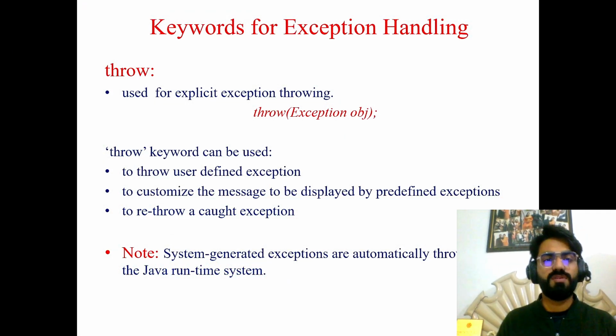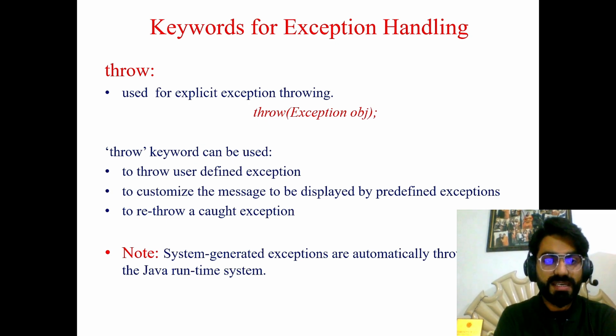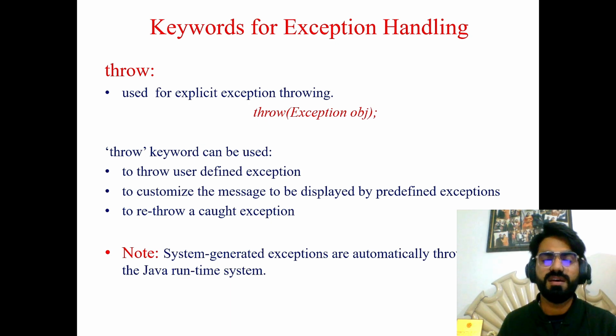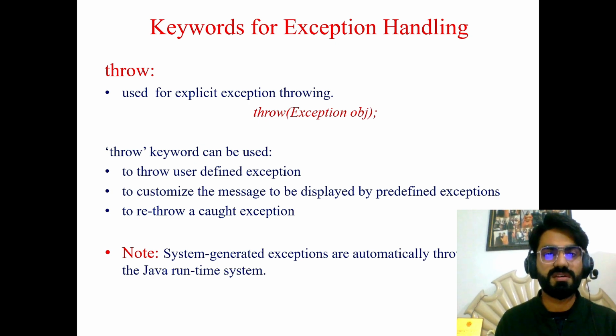So now, what is throw? Throw is a keyword that we usually use to rethrow a caught exception, to customize the message displayed by the predefined exceptions, or to throw a user-defined exception as well. There can be an exception that you have created on your own. Java was not giving you an exception of that kind, but you have created your own exception. System generated exceptions are automatically thrown by the Java runtime system by default. But if you want to explicitly throw any exception on your own, then you can use the throw keyword.